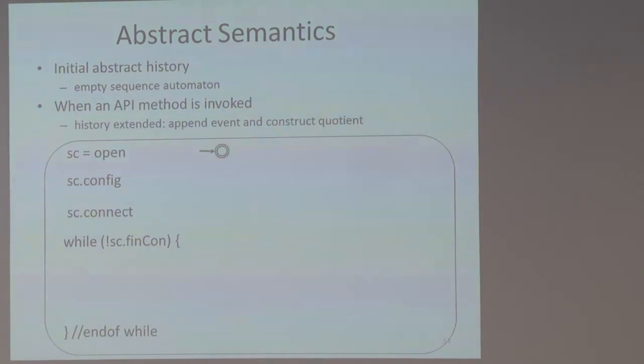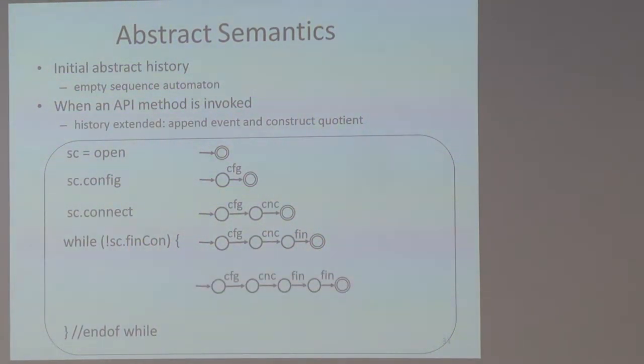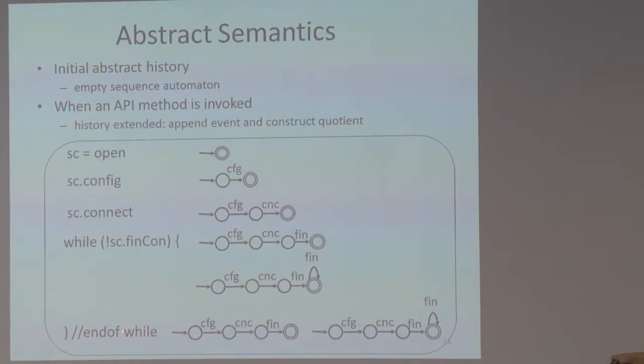And I can show you the abstract interpretation of a simple example, which is this thing with a loop. So initially, I open it, I configure it, I connect. Now I configure, connect, finish connect, which is inside this condition. And I iterate in the loop, and after one more iteration, I get two states which have incoming finish connect edges. I do past one equivalence, I smash them together, and at the end of the while, I get these two states, which correspond to two cases. One case in which I went once through the loop, and another case when I iterated more.